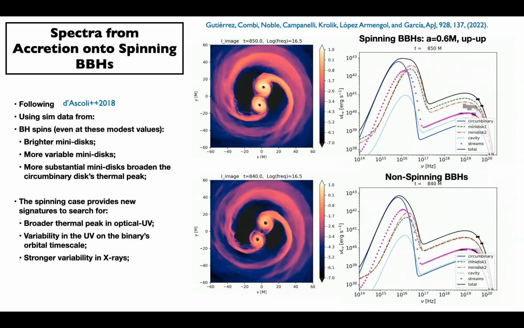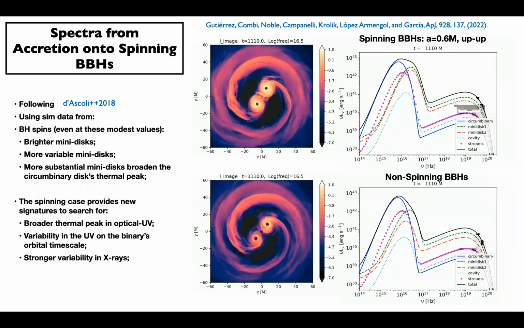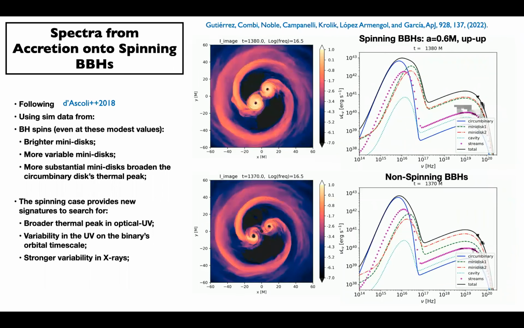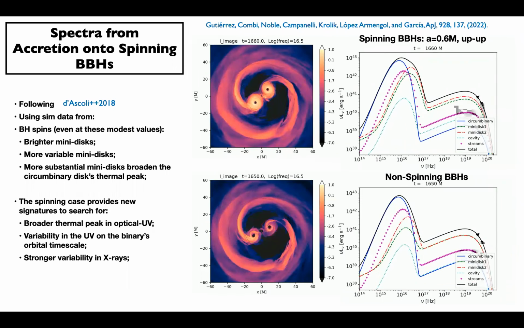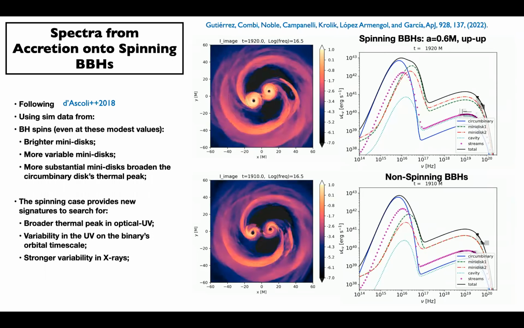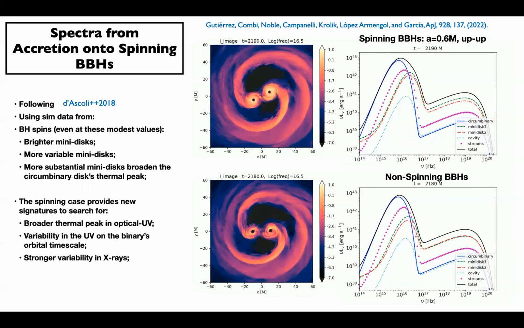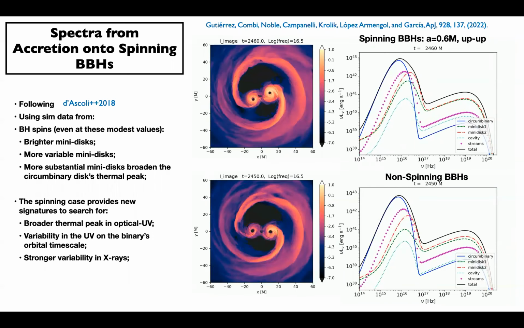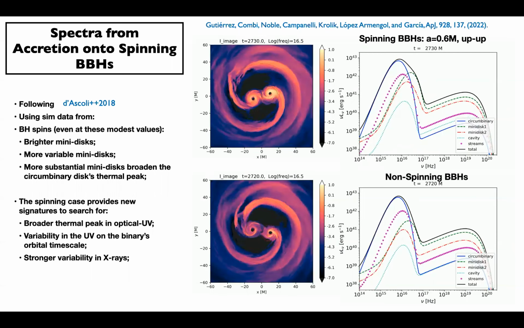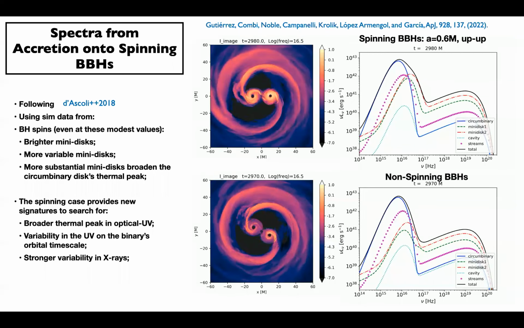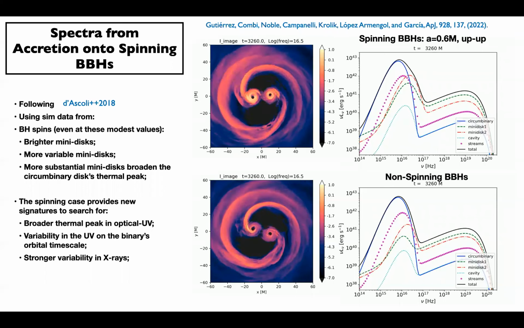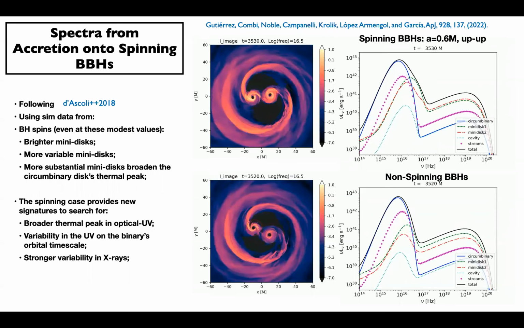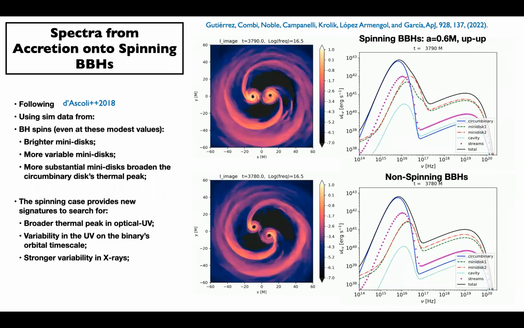You can even record where the photons are from, so you can figure out what components each of the parts are responsible for, whether it's the cavity, the mini disk, or the circumbinary disk. So you can understand why the extreme UV is fluctuating so much, and you realize, oh, that's the mini disks and how variable they are.